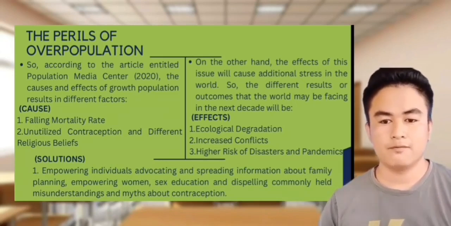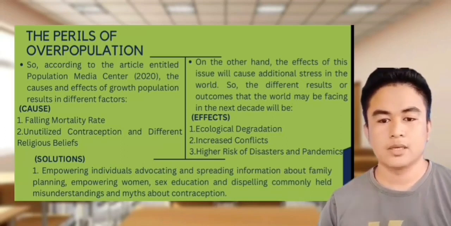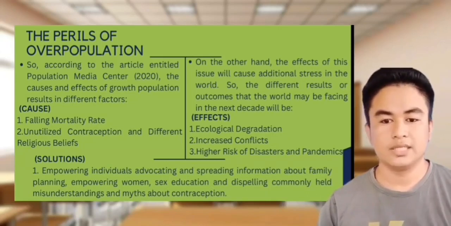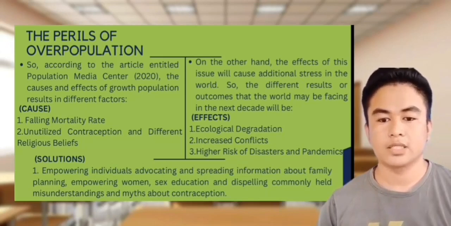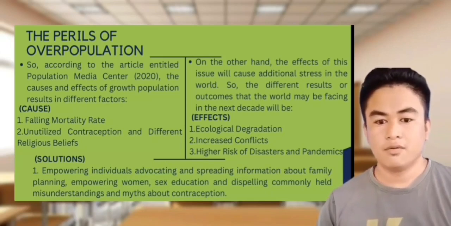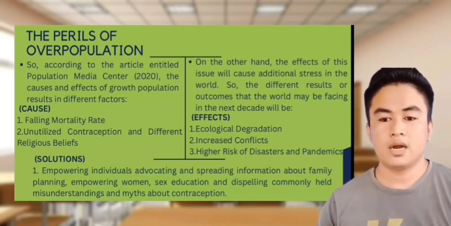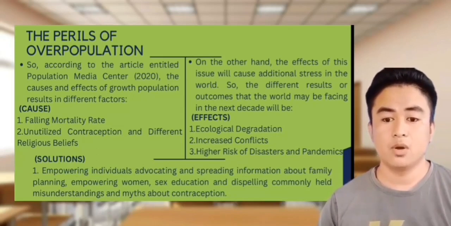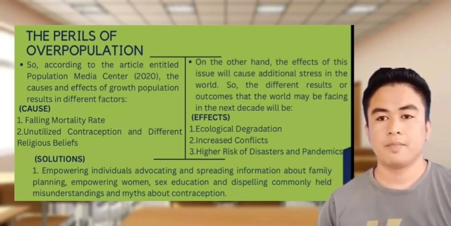Higher risk of disasters and pandemics. Many of the recent new viruses that have affected human populations throughout the world, such as COVID-19, Zika virus, and Ebola, originated in animals or insects before they were transmitted to humans. The reason for this is that humans are destroying wildlife habitats and coming into more frequent contact with wild creatures.